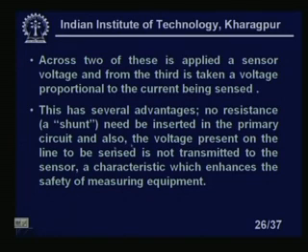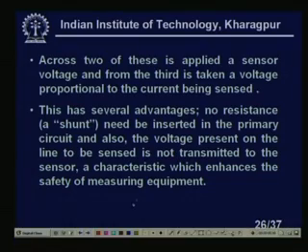Also the voltage present on the line to be sensed is not transmitted to the sensor. Whatever the voltage, because I am measuring the current, it might be associated with a large voltage. That voltage will not come to E_H, because the E_H we are talking about is this voltage. You see this E_H, this E_H equals k_H I B by T.